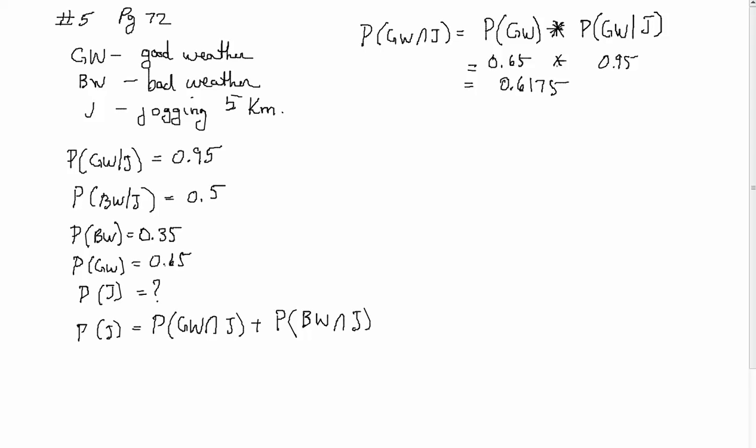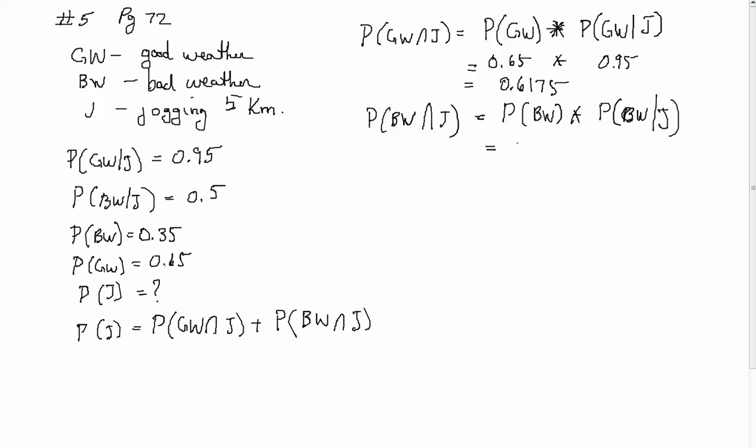So the probability that there's good weather tomorrow and that she'll jog, so this intersection of both of those things happening, is about 62%. So now let's calculate the probability that with bad weather she will still jog, that both of those things will happen. So we know the probability of our bad weather, and we multiply that by the probability that she'll jog if there's bad weather.